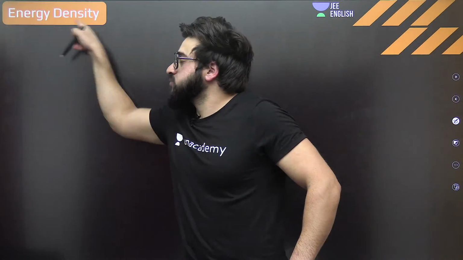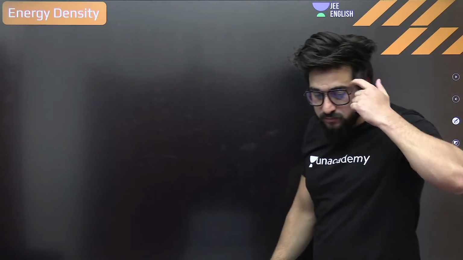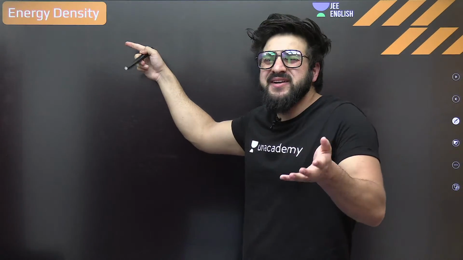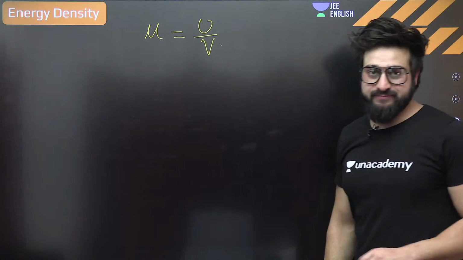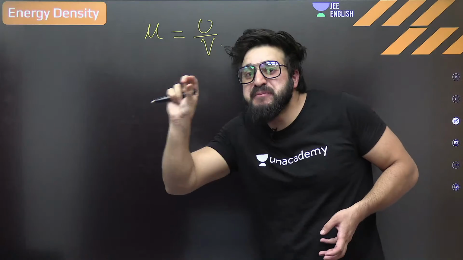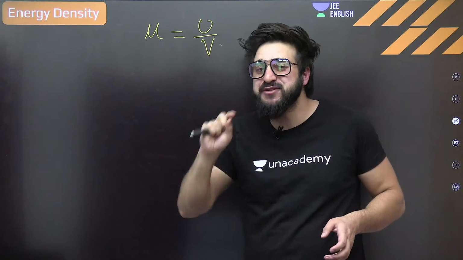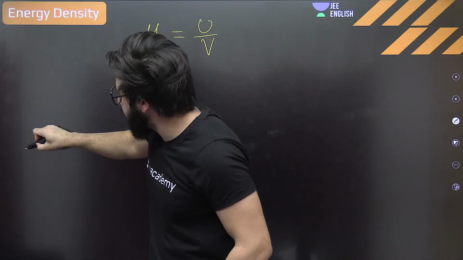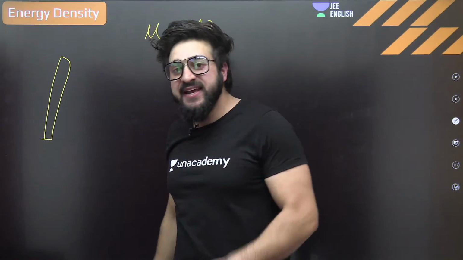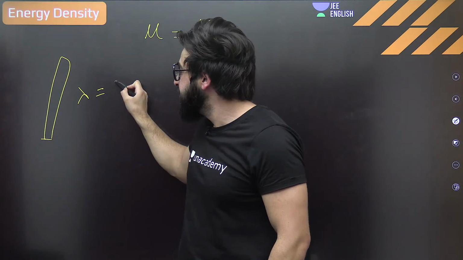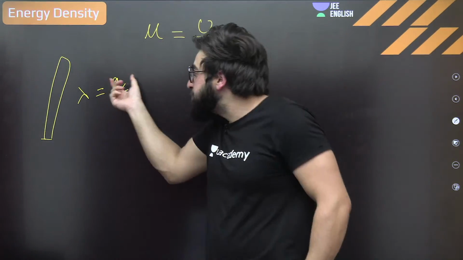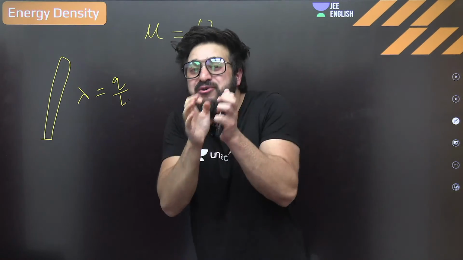Fine. Now see, energy density. What is this energy density? We say energy density is nothing but, you represent it with mu, energy per unit volume. We say charge density: charge per unit area, charge per unit length, charge per unit volume. If I say, for example, this is a rod over here, and the charge density of this rod is lambda, how do you define it? That is nothing but Q by L. Charge per unit length.